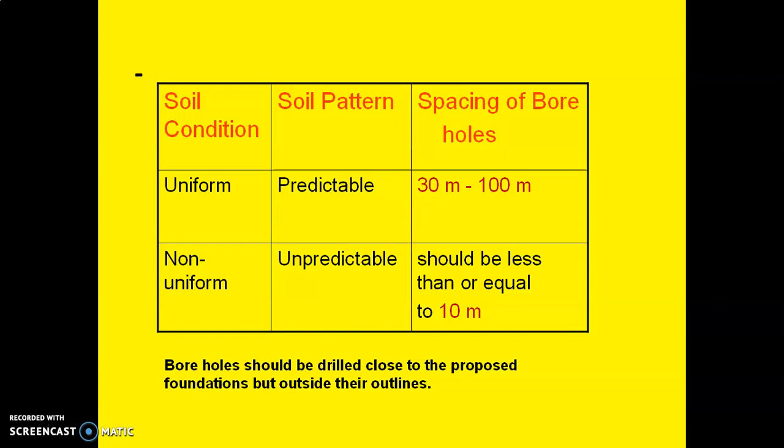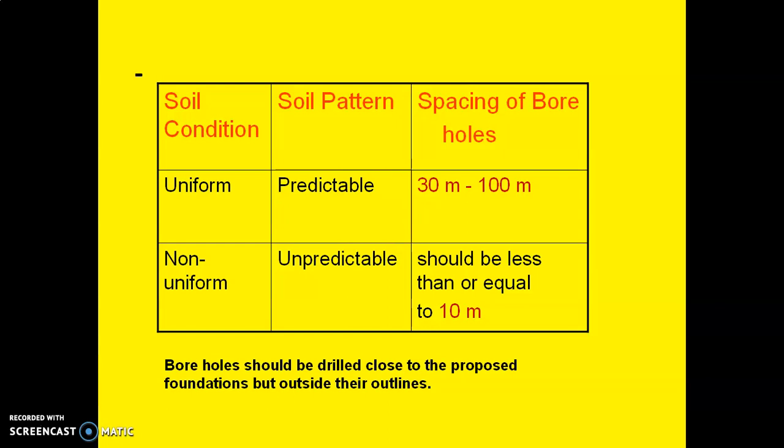Uniform soil has nearly identical properties throughout the field. On the contrary, non-uniform soil with a different grade soil mix possesses heterogeneous properties. Since the soil pattern of a uniform soil can be predicted, boreholes can be drilled at a larger spacing, that is 30 meter to 100 meter.